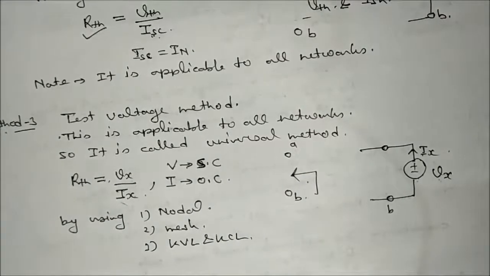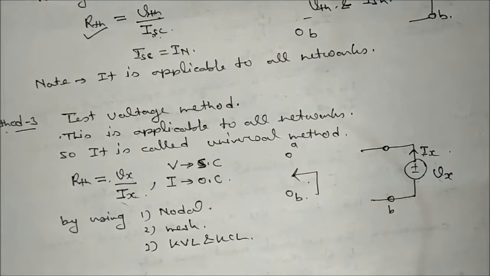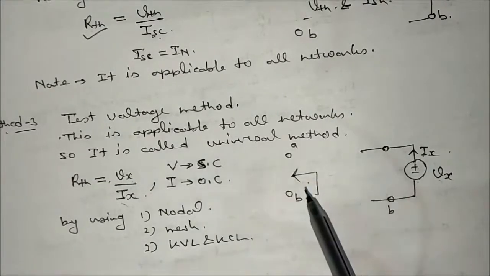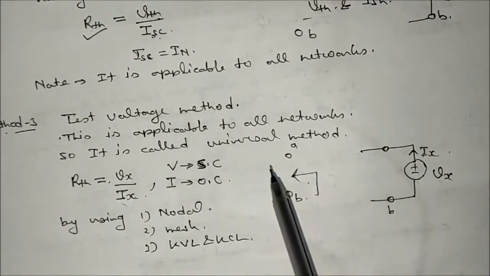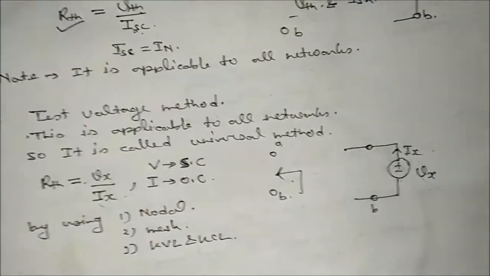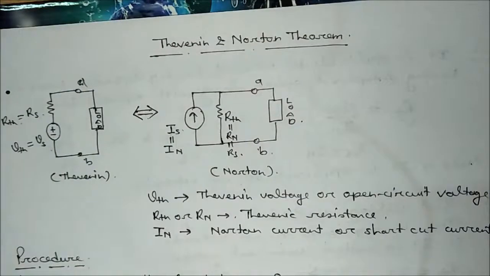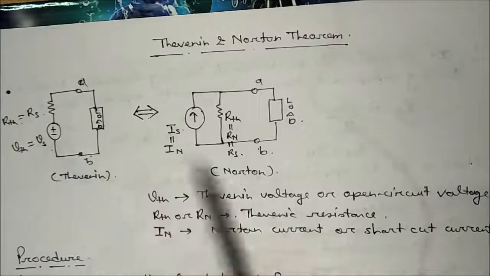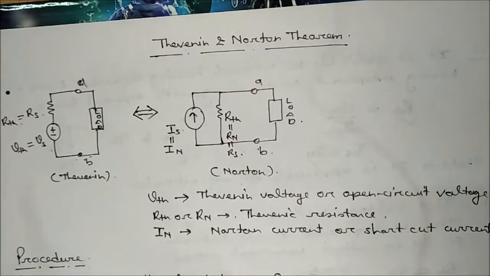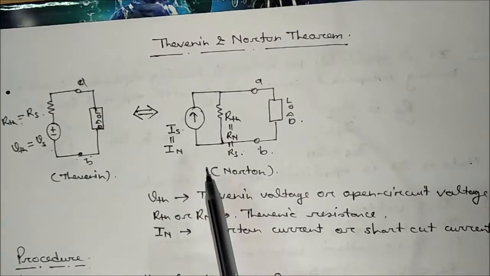Otherwise you will get a wrong solution. Is it okay? So do all these things while applying KVL and while applying the Thevenin and Norton theorem. What I have discussed, that is Thevenin and Norton theorem, are just source transformation of a Thevenin equivalent into a Norton equivalent or a Norton equivalent into a Thevenin equivalent, and you know how to do this source transformation.